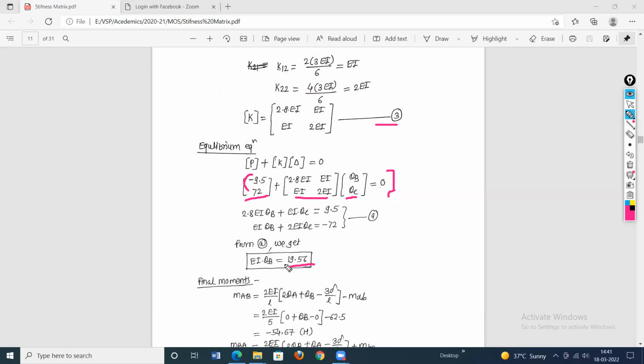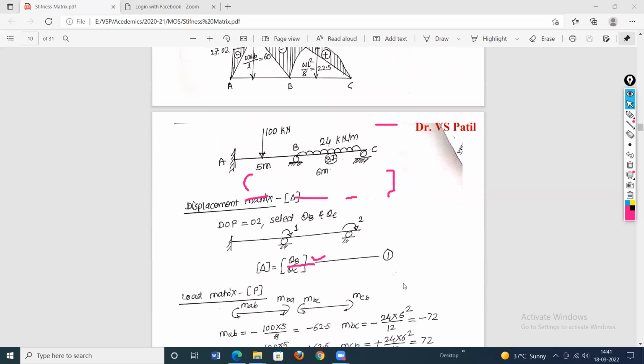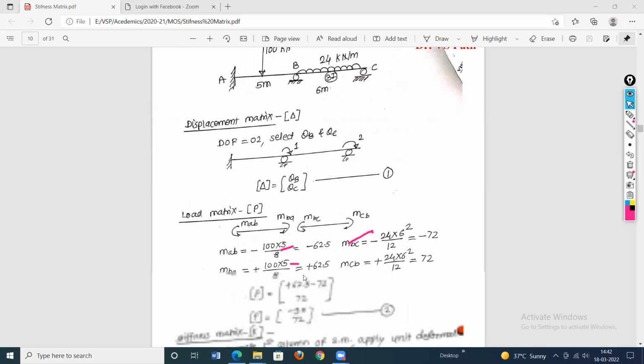Now, interestingly, the answer for this slope is positive. That means the assumption made initially is correct. We assumed coordinate 1 to be clockwise, and the slope at point C is also assumed clockwise. Since the answer for the unknown displacement theta B is also positive, the slope at this point is correct. Our assumption is correct: the slope is positive and clockwise here, and the slope at point C is also clockwise.